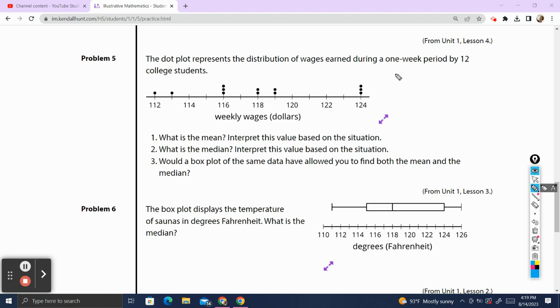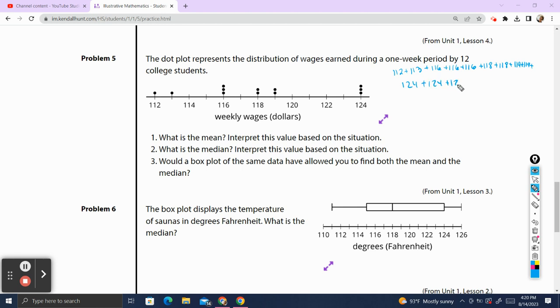So to get the mean, we have to add up all of our values as we've just been doing. This is 112, this is 114, which means this value in the middle has to be 113. We have 3 students who made 116 because I see 3 dots here. So I add 3 116s. We have 2 who made 118. We have 2 who made 119. And we had 3 who made 124.